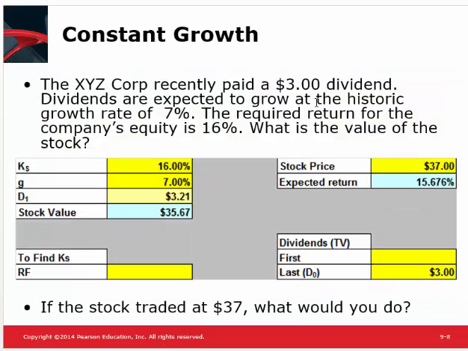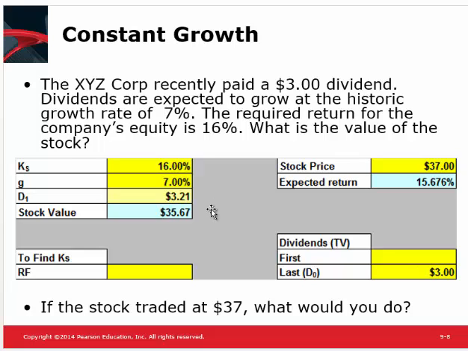Another company recently paid a $3 dividend. It's going to grow at 7% and has a cost of equity of 16%. So this stock has a value of $35.67. What you'll notice here is they tell you that you just paid a dividend, so that means we need to know D sub 0. So it's $3. When you plug in the growth rate here, it calculates D1. So in this case, what's 7% of $3?